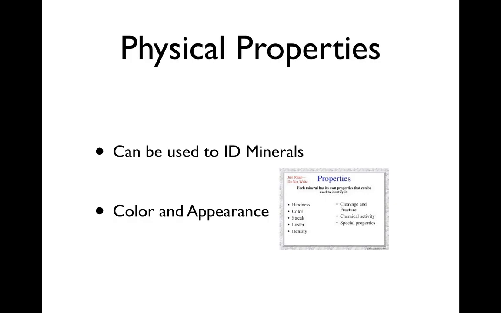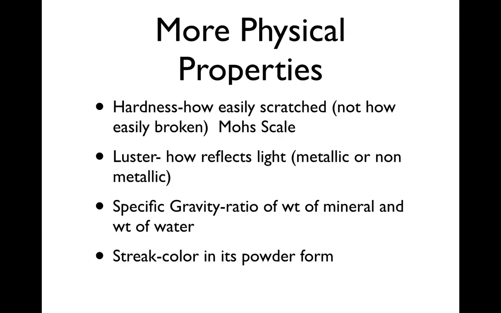It should not be the number one thing that you use to identify a mineral by any means. Also hardness, that's how easily we scratch it, how easily is it broken, and we measure that on the Mohs scale from 0 to 10. Luster is how it reflects light. Does it look metallic or non-metallic, shiny or not shiny?